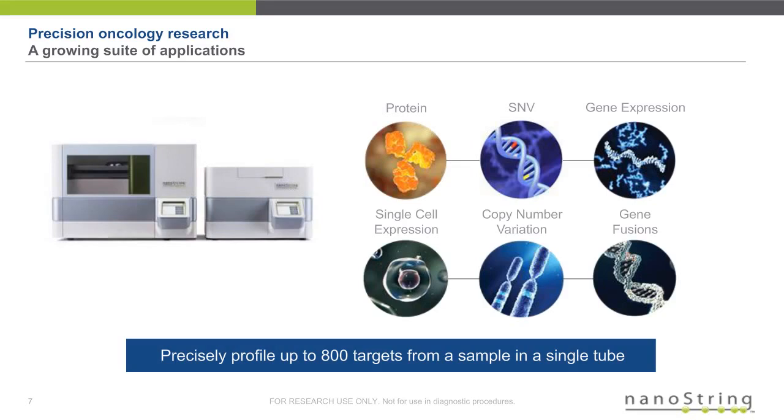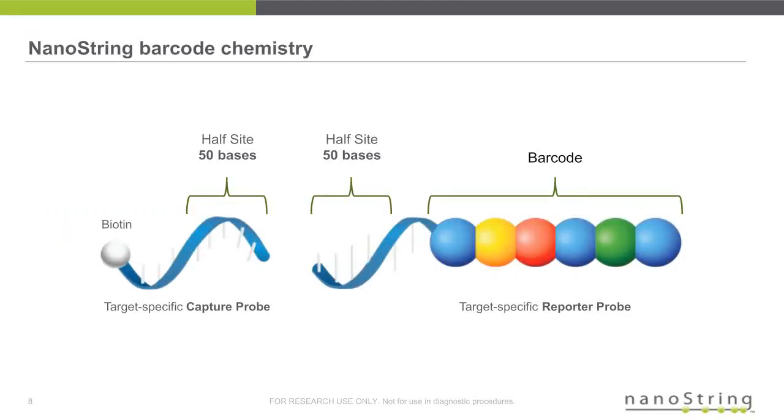One of the key features of this is that from a single small sample, we can analyze up to 800 different targets. Those targets can be, again, combinations of DNA, RNA, and protein, but the total number of analytes is 800. And we do this by counting molecules.